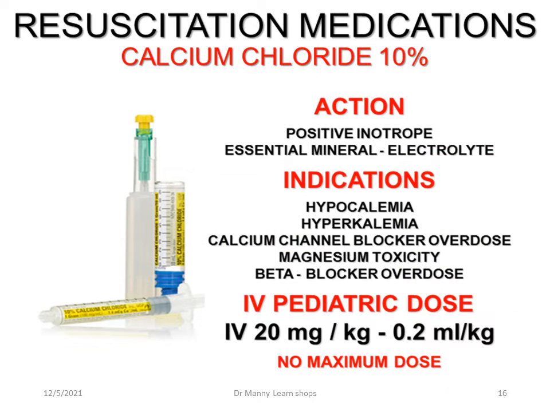Then you've got calcium chloride. Calcium chloride is a positive inotrope. It increases contractility of the myocardium. It's an essential mineral and electrolyte, and it's indicated for hypocalcemia, hyperkalemia, calcium channel blocker overdose, magnesium toxicity, and beta blocker overdose. And the pediatric dose is 20 milligrams per kg or 0.2 mLs per kg. There's no maximum dose.